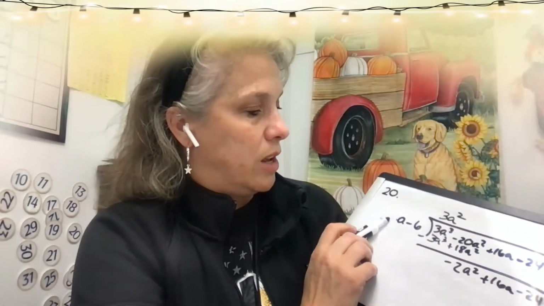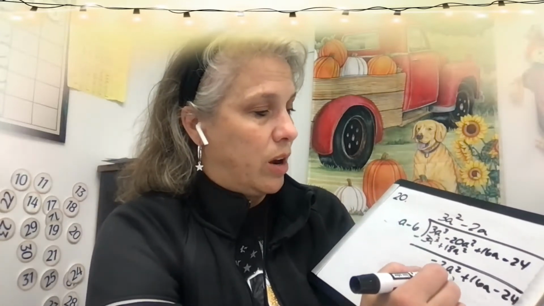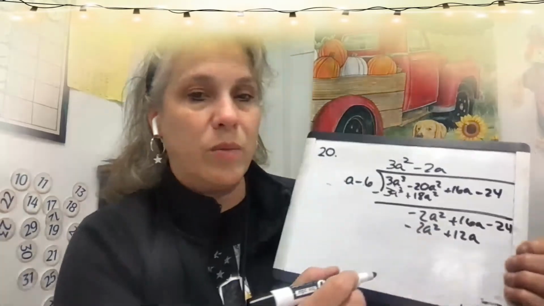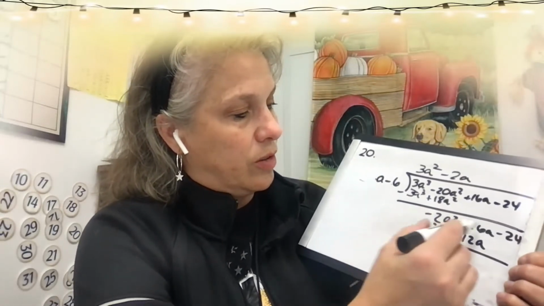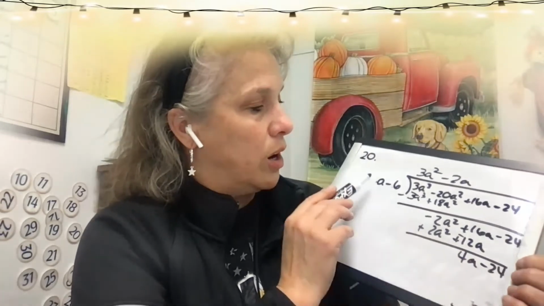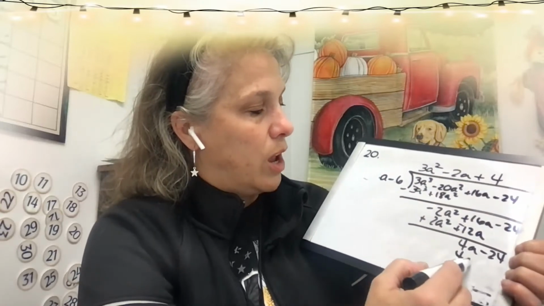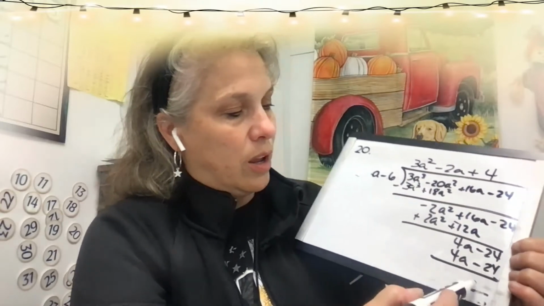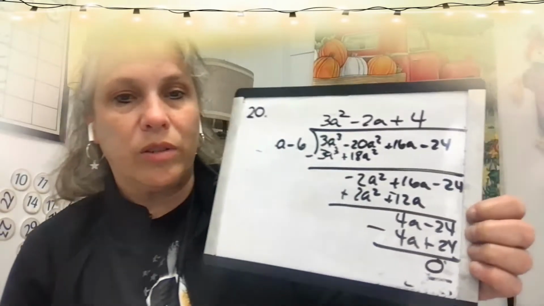All right, and I'm going to go negative 2a squared plus 12a, okay? And then we change all the signs. So this turns to 0. 16 minus 12 is 4a minus 24. 4 times a is 4a. So 4a minus 24. And so change the signs and it all cancels to 0.